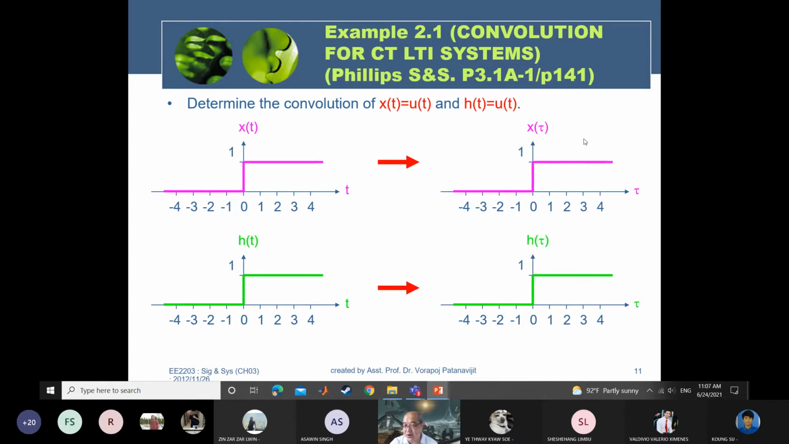After that, you may pick one of them to process. You should select the simple one to process, because if you select the difficult one, there is a high chance of error, but it depends on you. Now in this case, fortunately both are already identical. Therefore, you may fix x(tau) and process h(tau).